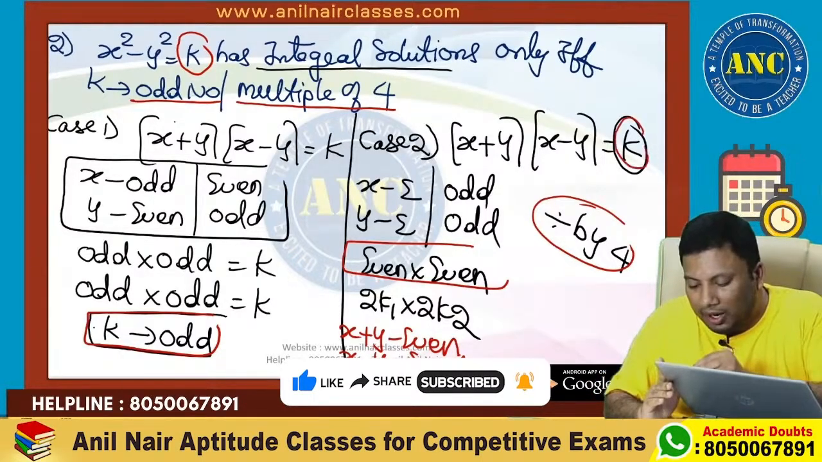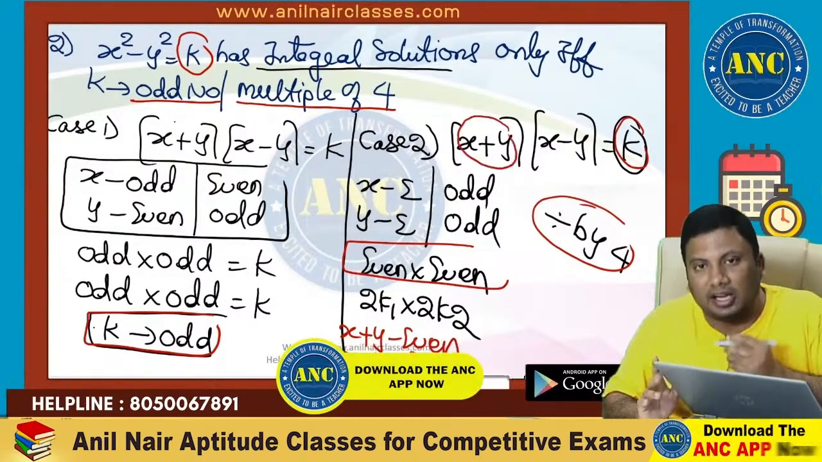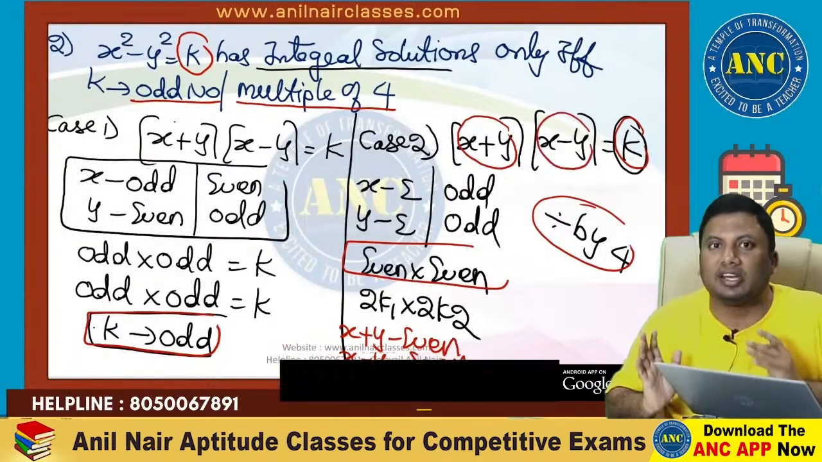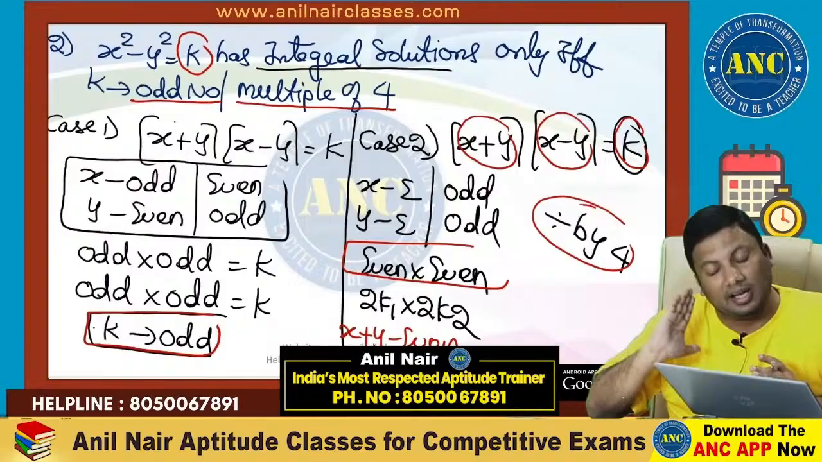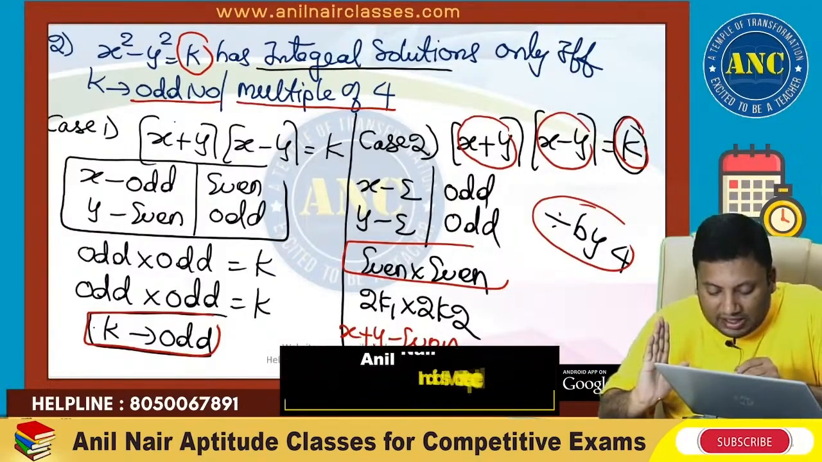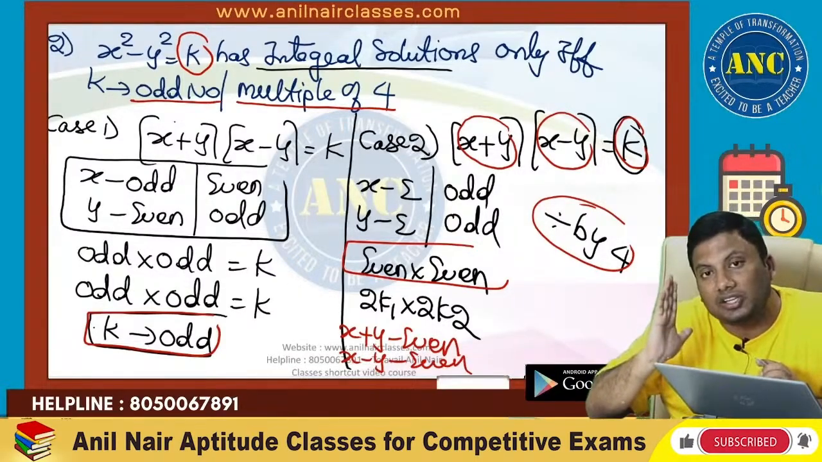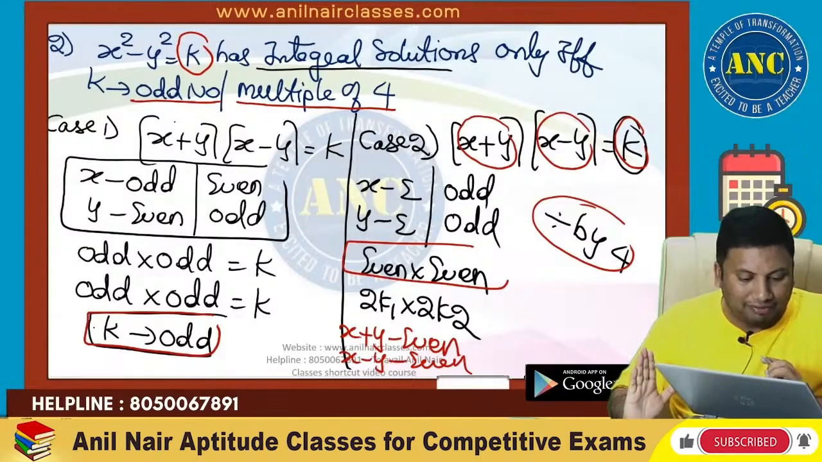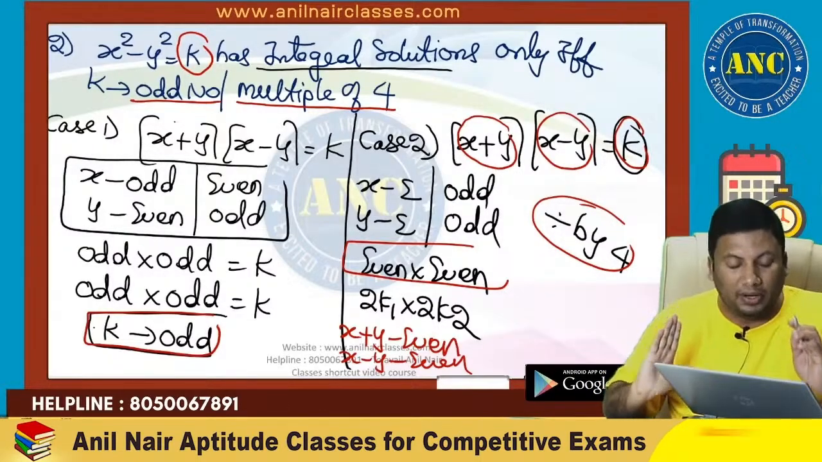When will it be a multiple of 4? When x plus y is an even number and x minus y is an even number. Even into even, divisible by 4. If x is odd, y is odd, odd plus odd is even, odd minus odd is even. Even into even, divisible by 4. Case 1, case 2. I hope it is clear.